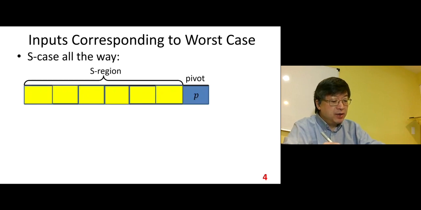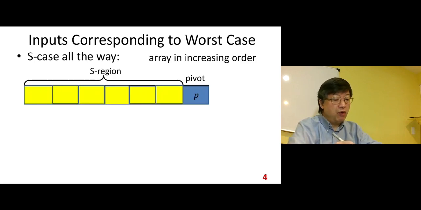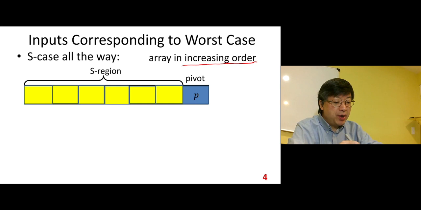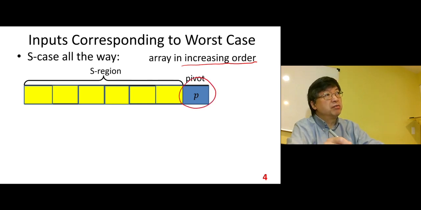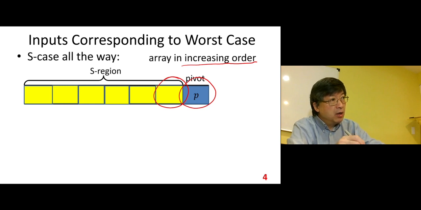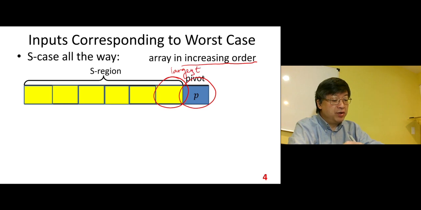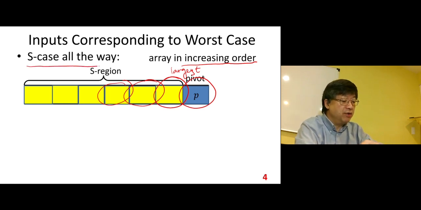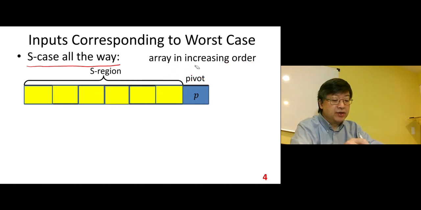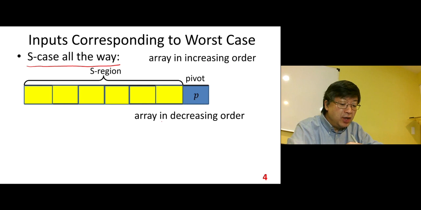So let's consider this situation for data in increasing order. In that case, we know the pivot is the largest. So we get an S case. But the next time when we use the last element as the pivot, it is also the largest. Always we use the largest element as the pivot. So that's why it is the S case all the way. Similarly, let's look at another similar situation, array in decreasing order.